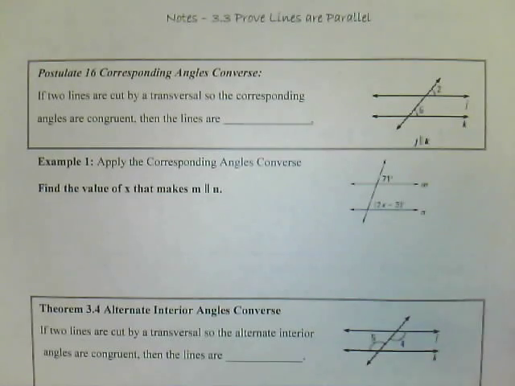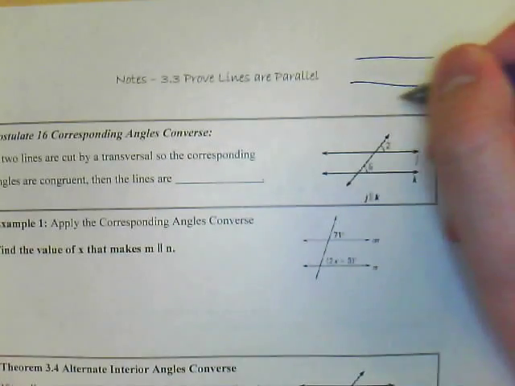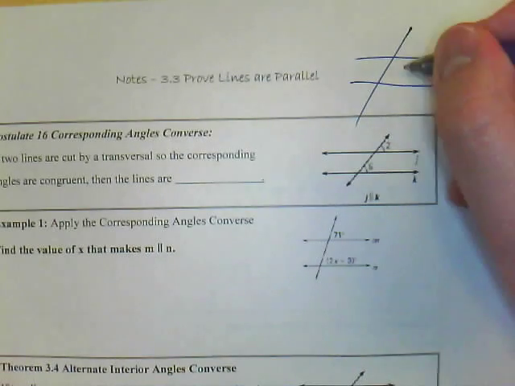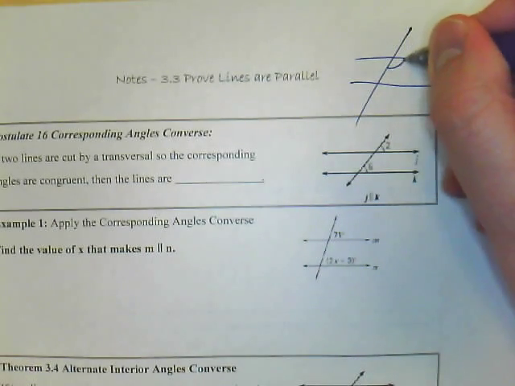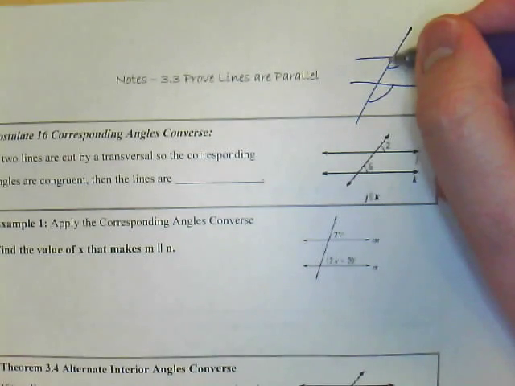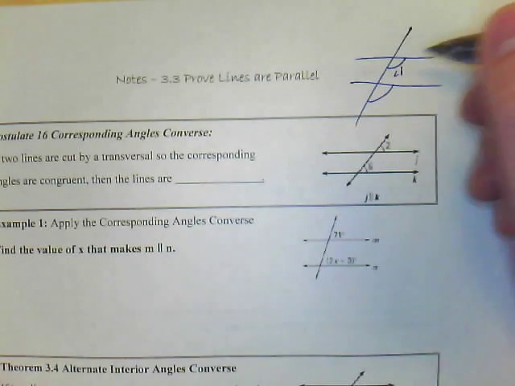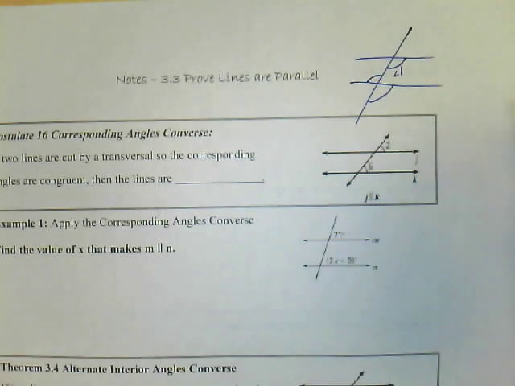What we were talking about in 3.2 is that if you have two parallel lines cut by a transversal, then corresponding angles are going to be congruent to each other. If we look at, say, angle 1 here and this angle here, those are alternate interior angles, so they're congruent. We get all these nice congruences.